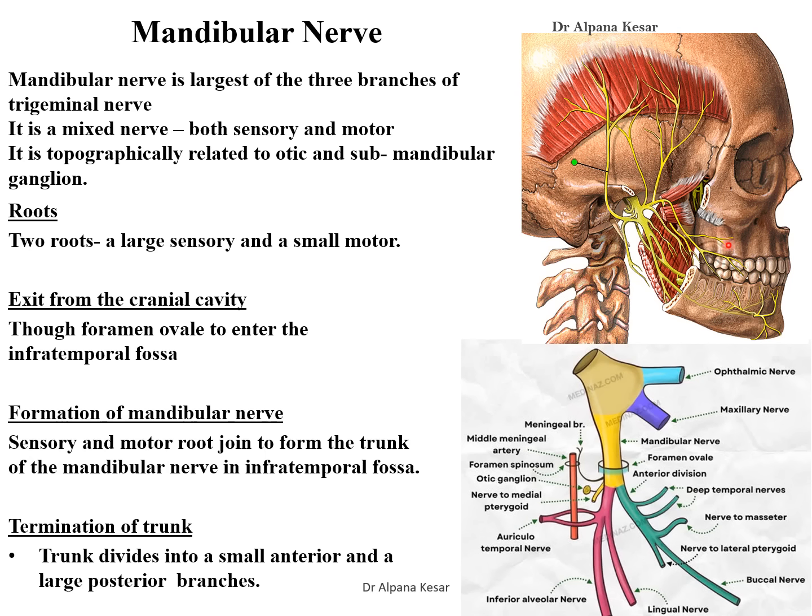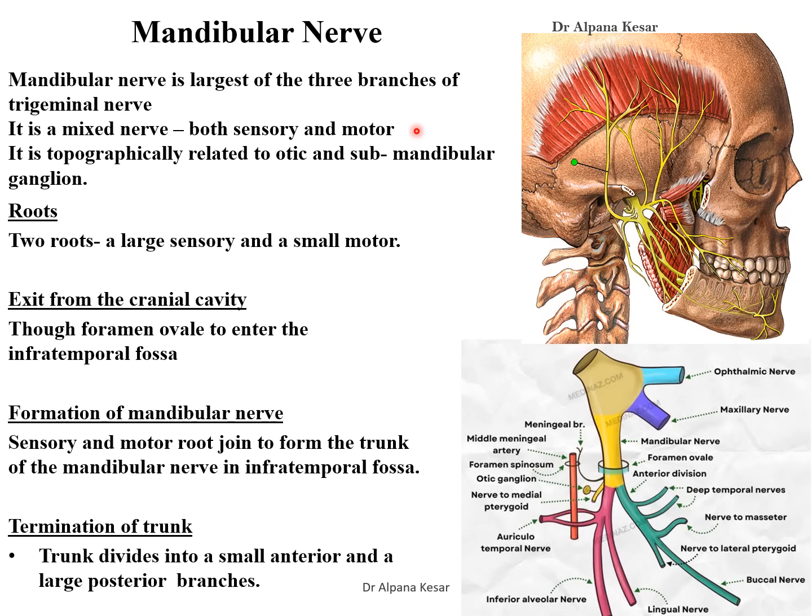Mandibular nerve is one of the contents of the infratemporal fossa. Mandibular nerve is a branch of trigeminal nerve. Trigeminal nerve has three branches: ophthalmic, maxillary, and mandibular. Of that, mandibular nerve is the largest of the three branches.